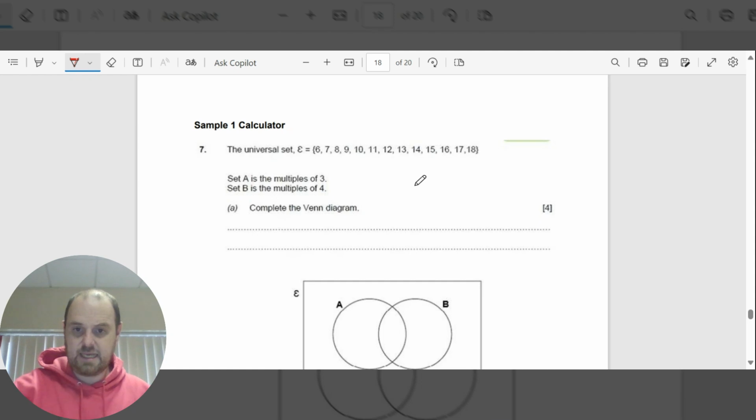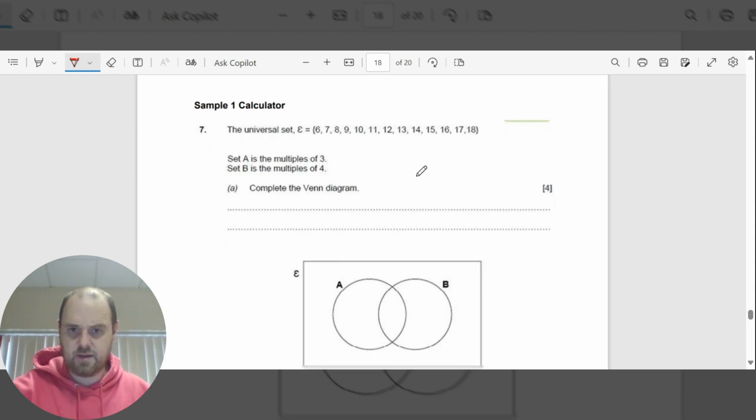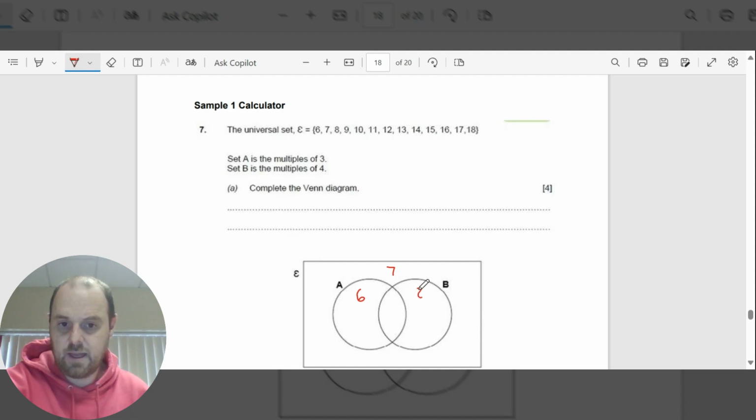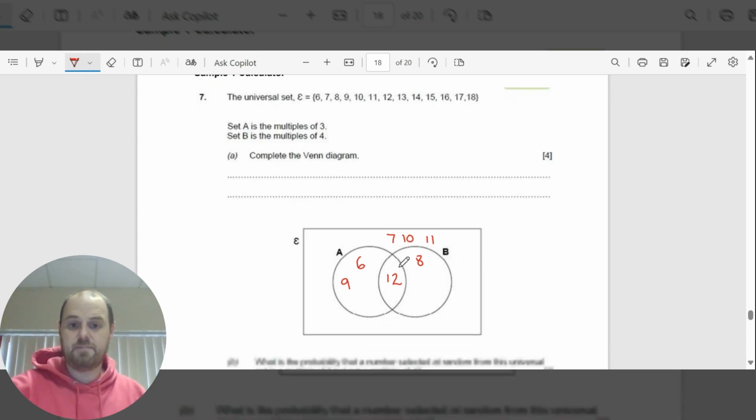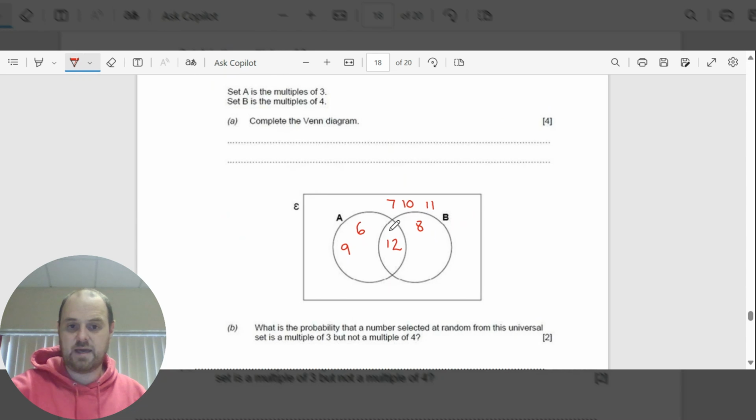So set A is the multiples of 3. So here we're putting numbers in here. Set B is the multiples of 4. So 6 is a multiple of 3. It goes in there. 7 isn't in the 3 or the 4 times table. 8 is in the 4 times table. 9 is in the 3 times table. 10 is in neither. 11 is in neither. 12 is in both. So it goes in the middle. It's in the 3 and the 4 times table, and so on. Okay, so if it's in both, it's in the middle, just the 3s over there, just the 4s over there.